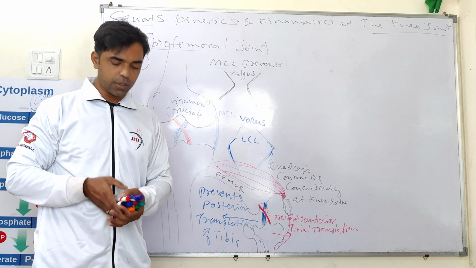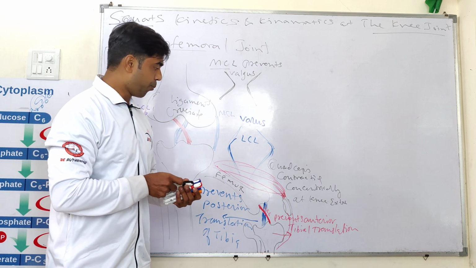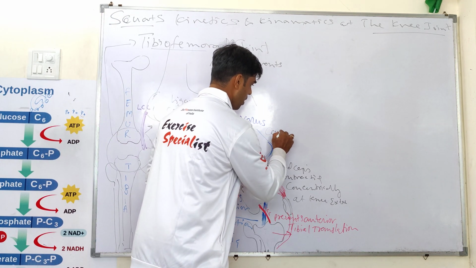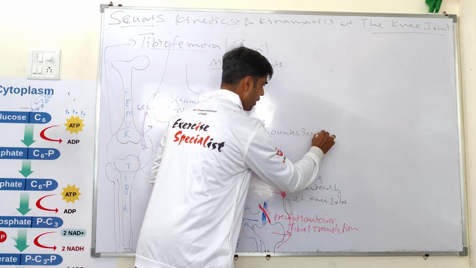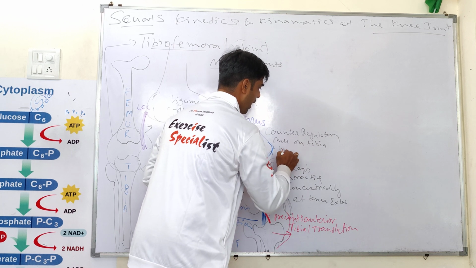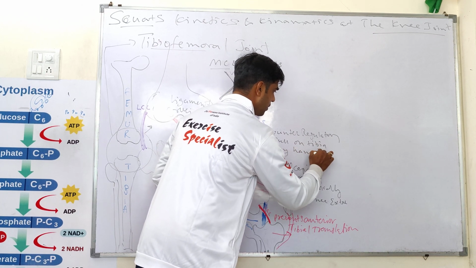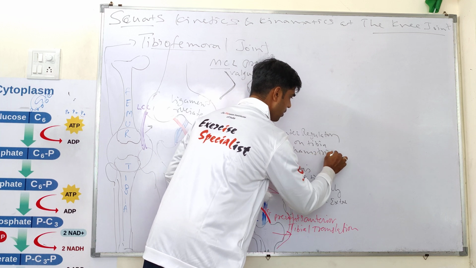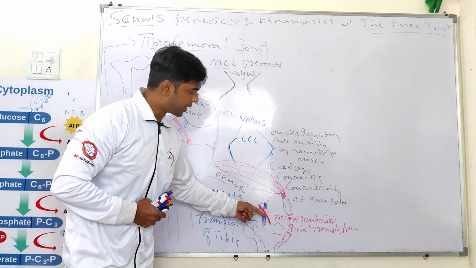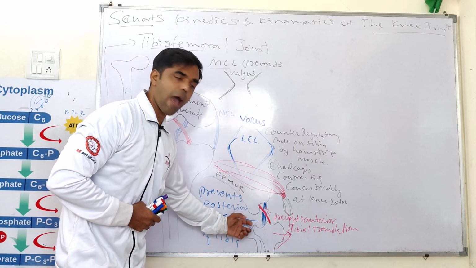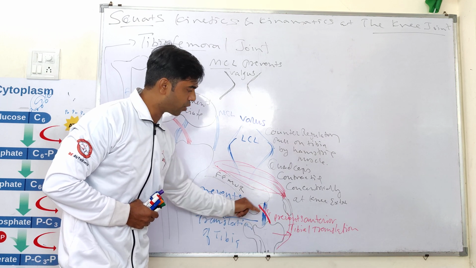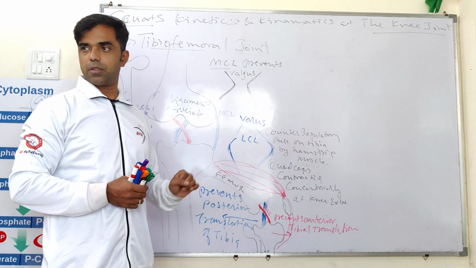So there is a counter regulatory pull on the tibia by the hamstring muscle, right? So who is helping the ACL? The hamstring muscle. The hamstring muscle will pull the tibia posteriorly, so the tension on the ACL will be reduced, right?